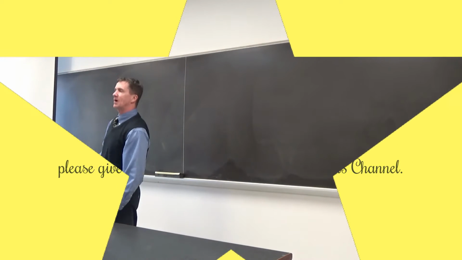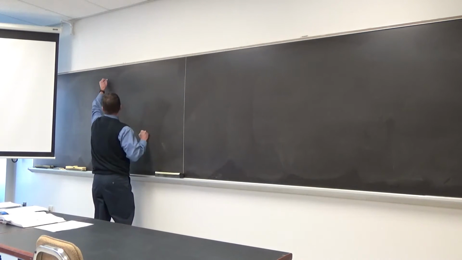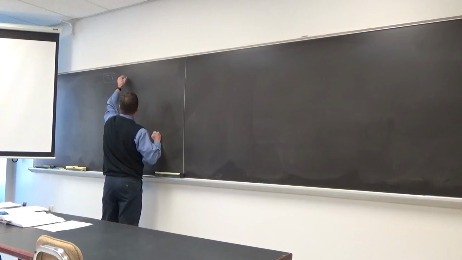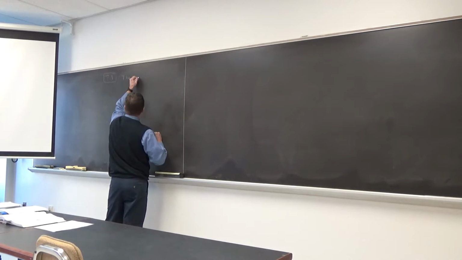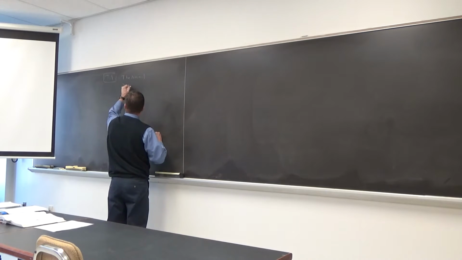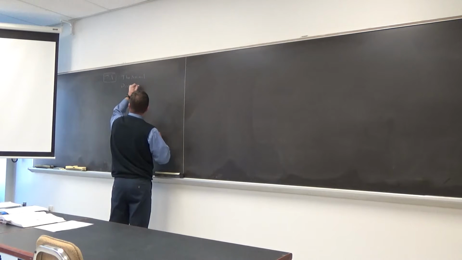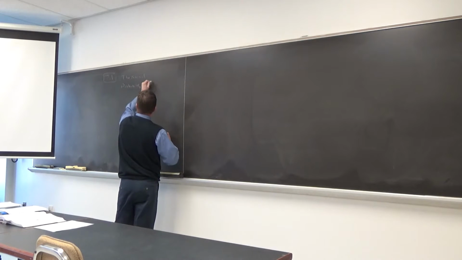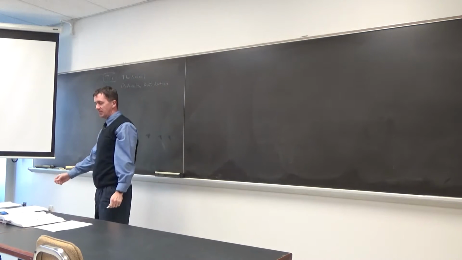Chapter 7, normal probability distribution. And we'll start, of course, in 7.1. This is the normal probability distribution. The normal probability distribution.